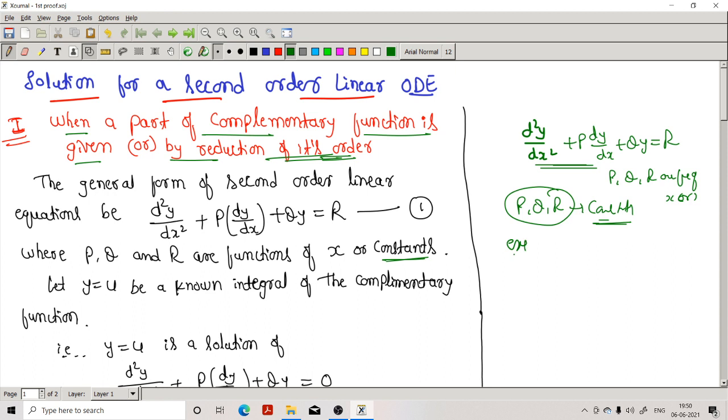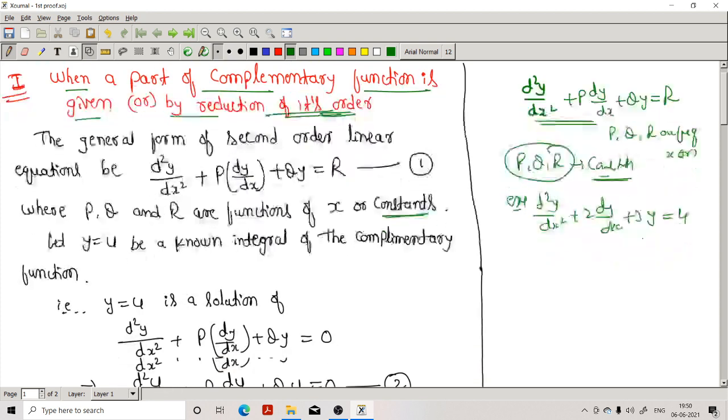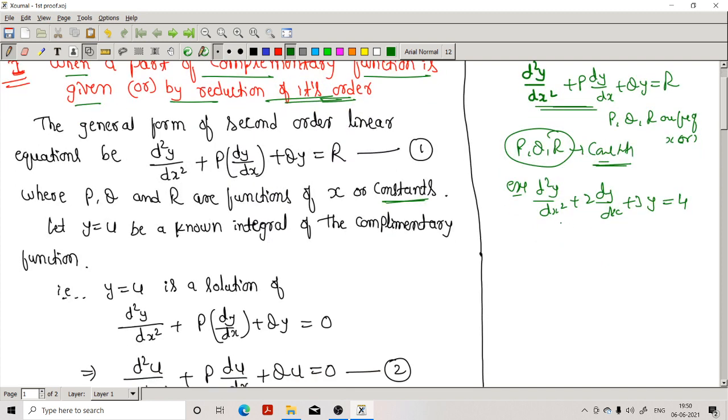For example, d square y by dx square plus 2 into dy by dx plus 3 of y is equal to 4. This is nothing but a second order linear differential equation having constant coefficients. As we are aware, we can easily solve this by taking d by dx as D and d square by dx square as D square, and we can find out a complementary function as well as a particular integral. Therefore, if P, Q, R are constants, then our job is simpler.